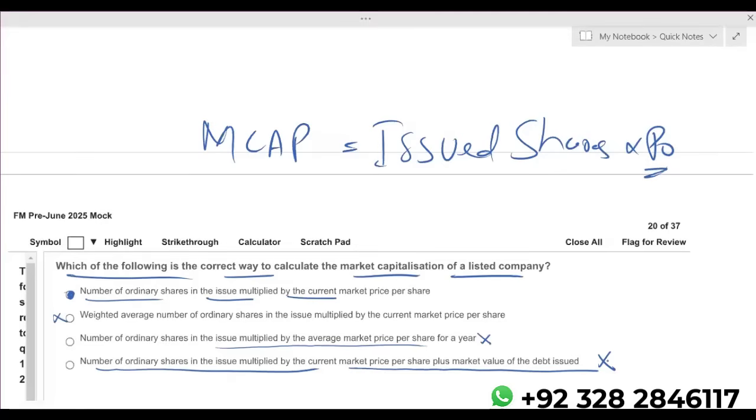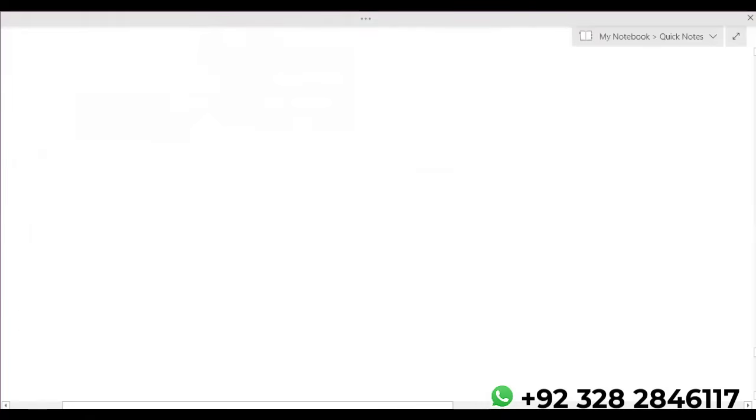Choice number 3 is absolutely incorrect. Don't go for average market price. We just use the current market price. And similarly, we don't take the weighted average number of ordinary shares. We take all the ordinary shares which the company has already issued. So that is why option 1 is the right answer.